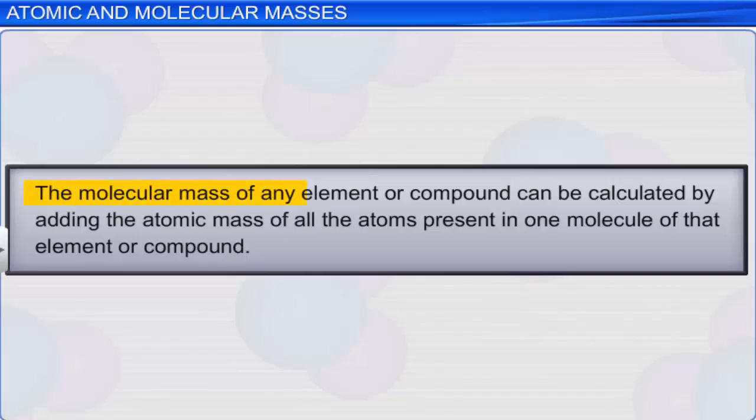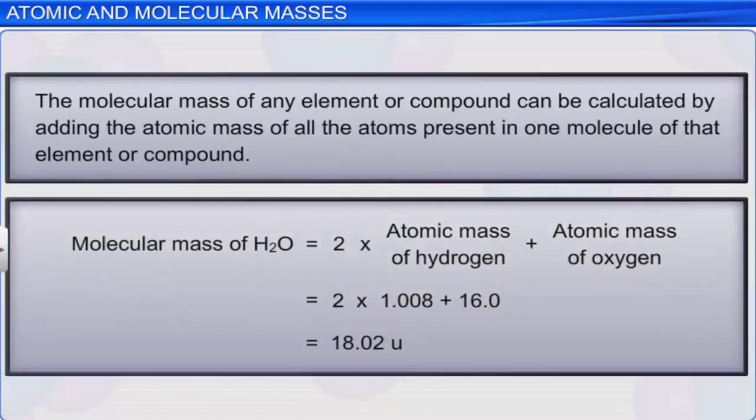The molecular mass of any element or compound can be calculated by adding the atomic mass of all the atoms present in one molecule of that element or compound. For example, the molecular mass of water will be the atomic mass of 2 atoms of hydrogen plus the atomic mass of 1 atom of oxygen, which is 18.02 U.